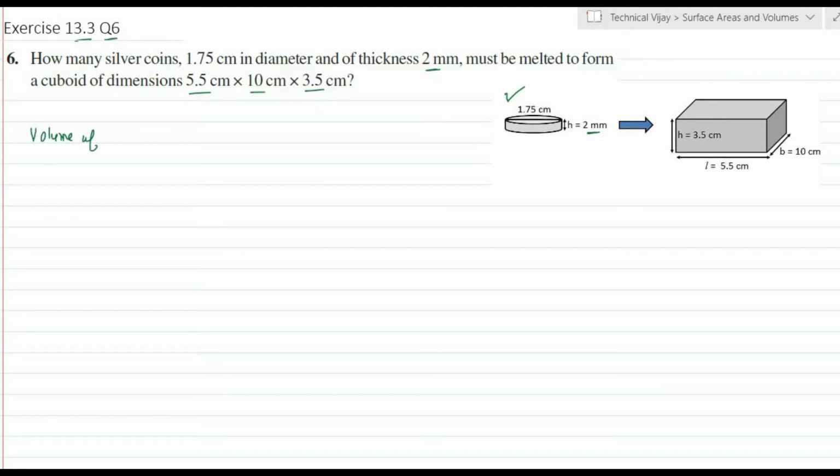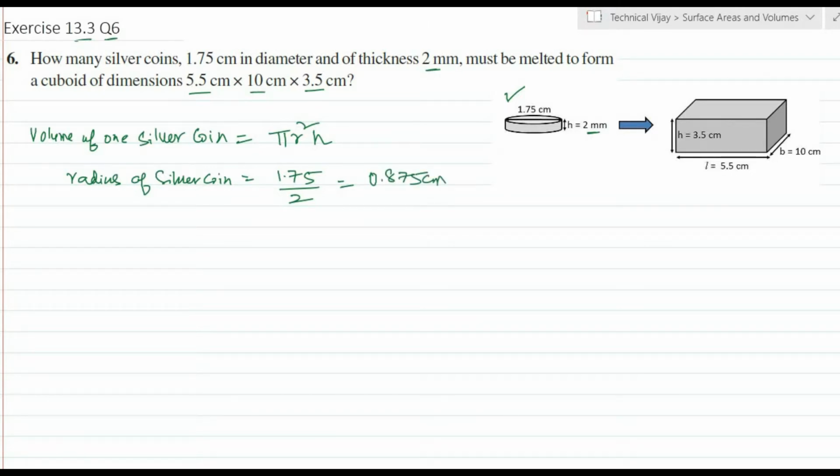Volume of one silver coin is equal to the volume of a cylinder, pi r square h. Here r is the radius of the silver coin. Radius of silver coin is equal to 1.75 centimeter, the diameter, divided by 2, which is equal to 0.875 centimeter. This can also be written as 875 divided by 1000.